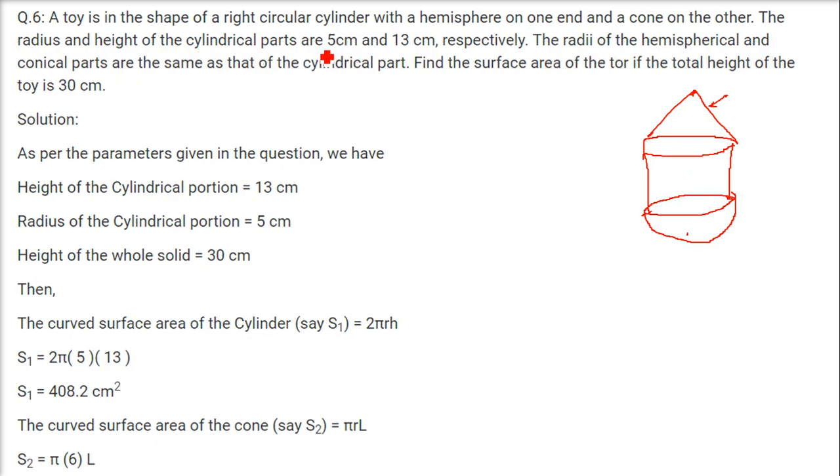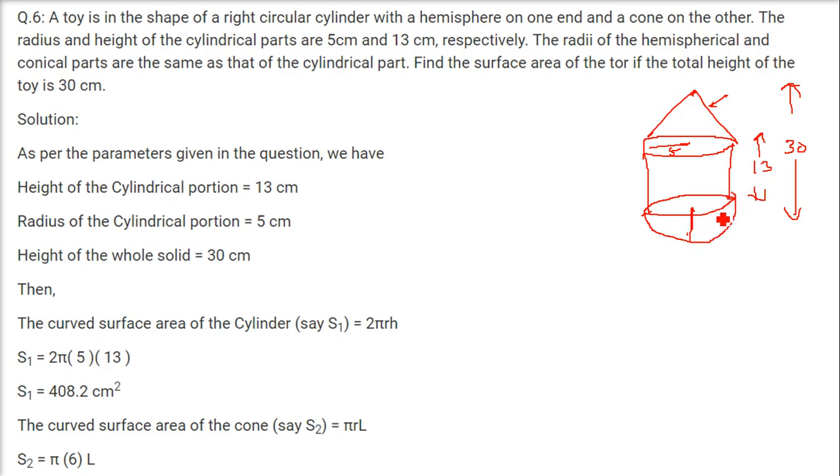And the radius and height of the cylindrical part are 5 and 13. So radius is 5, so 5 will be radius for each of these. And what is the height? It is 13. The radii of the hemispherical and conical parts are the same because they are entirely fixed on it. Find the surface area of this if the total height of the toy is 30 centimeter. So total height is 30 centimeter.